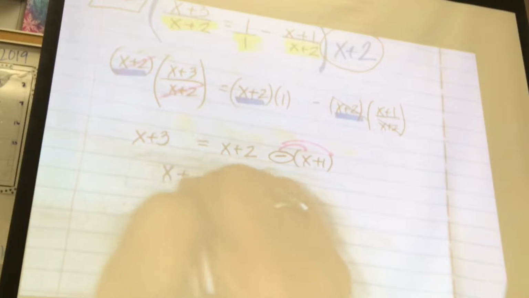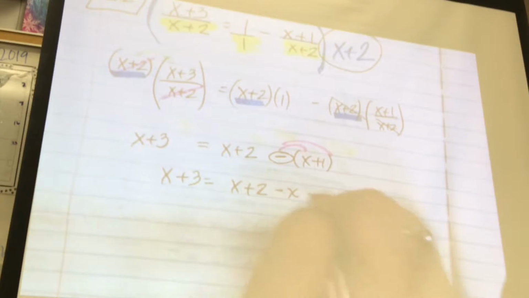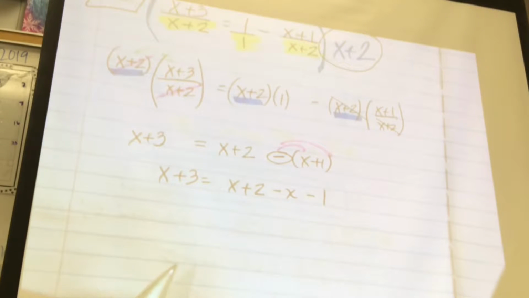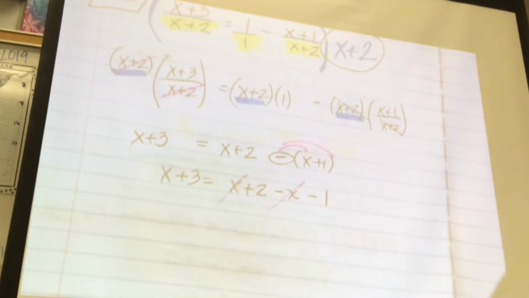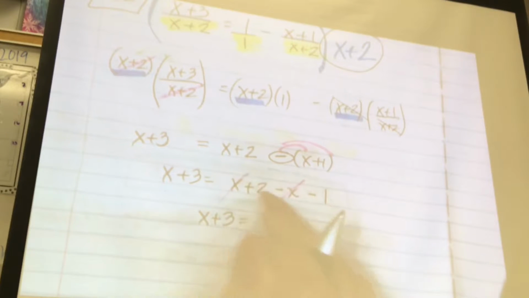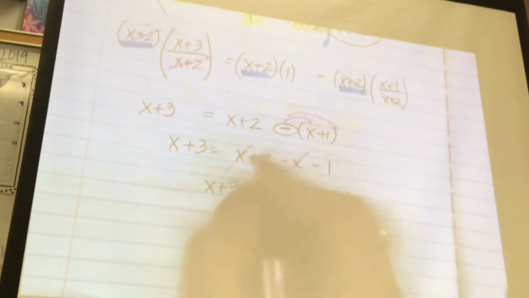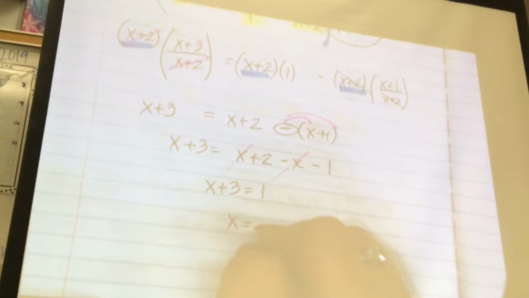So we have x plus 3 equals x plus 2 minus x minus 1. These x's are going to go away. I'm left with x plus 3 is equal to 2 minus 1, which is just 1. So x is equal to, subtract 3 on both sides, negative 2.